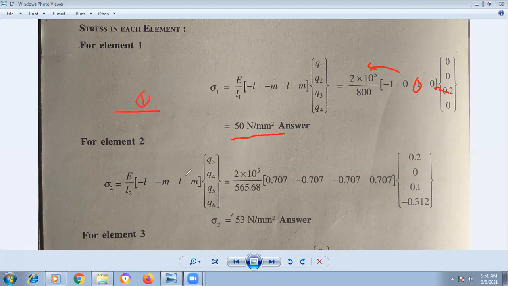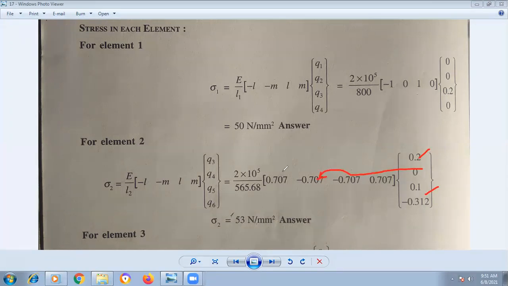Then coming to the second element, L and M values are minus 0.707 and plus 0.707. Therefore, minus L is 0.707, minus M is minus 0.707. L and M values you write. E you know, L2 you know, Q3, Q4 you have written. So this is a very important step according to node numbering or element numbering. We have written 2, 3. Therefore, this should be Q3, Q4, Q5, Q6, right? So write this. This is the only term which is not multiplying.